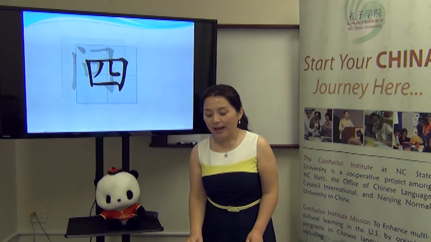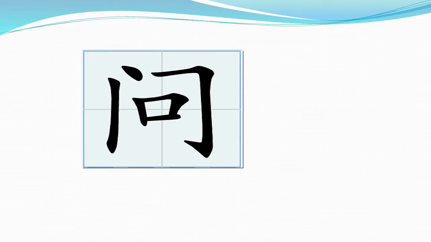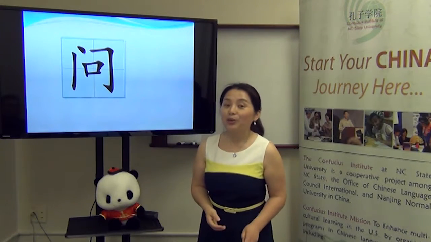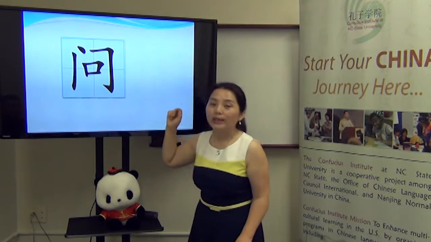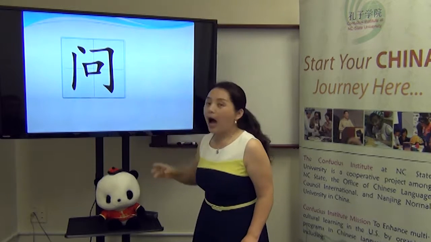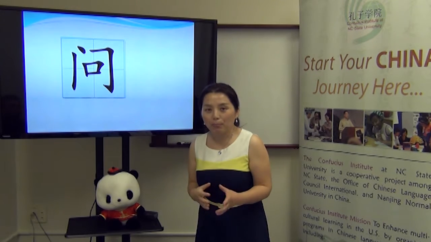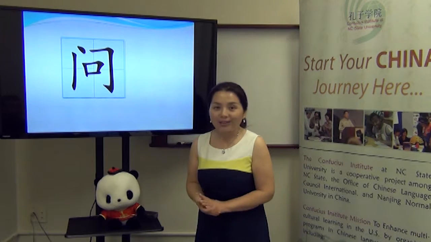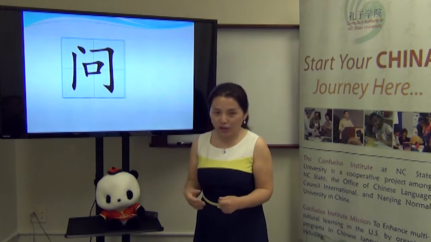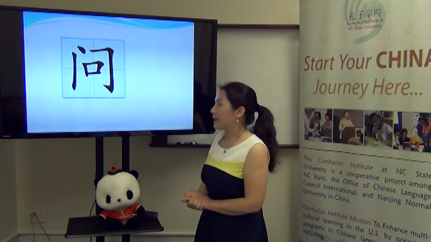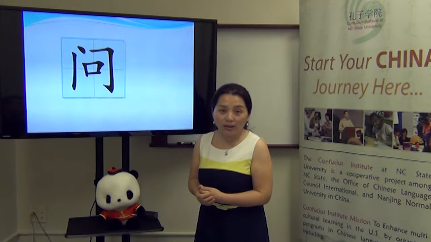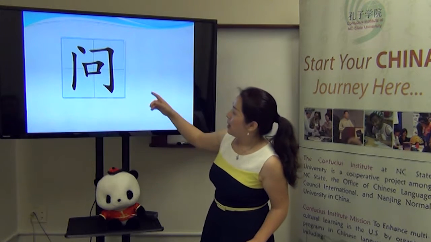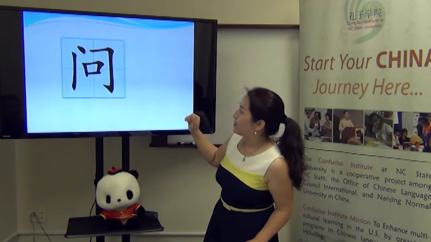Okay, now next character. So this is 问. When you ask, definitely you will open your mouth and ask questions. That's why we have the mouth, 口, inside, and the outside part has something to do with the pronunciation. As time went on, the pronunciation of some characters changed. The outside of this character is 门. They have the same finals, right? 问 and 门. So let's write this character together.